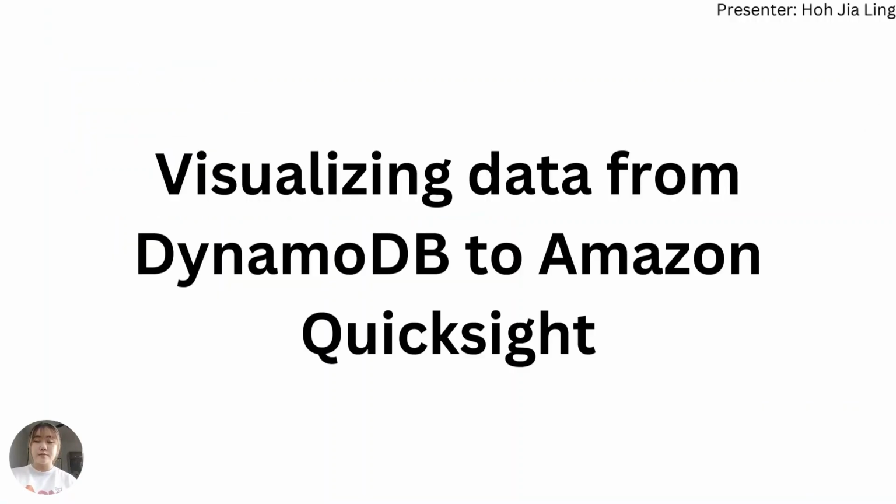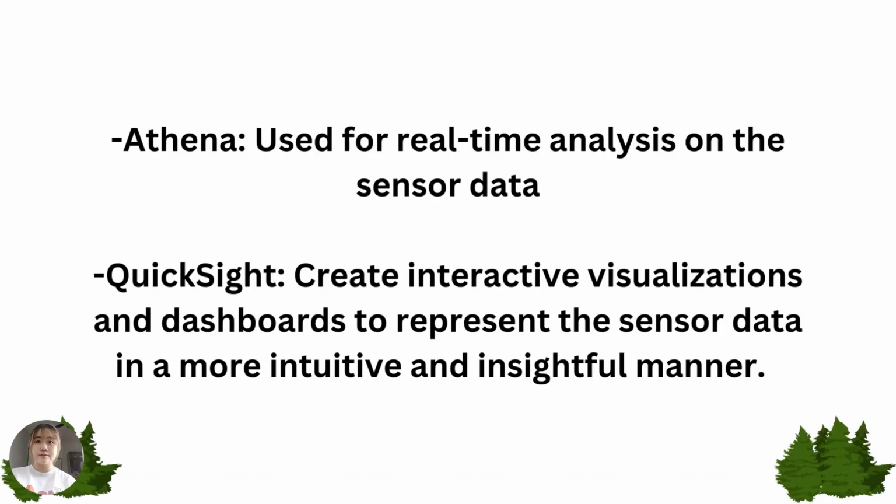My name is Hodeling, and I'll be explaining how we visualize our data from DynamoDB in Amazon QuickSight. Amazon Athena is used for real-time analysis on the sensor data, helping to identify patterns, trends, and anomalies that indicate potential forest fire risks. While Amazon QuickSight is used to create interactive visualizations and dashboards to represent the sensor data. This will help to monitor the forest conditions, identify trends, and also detect early warning signs for potential fires.